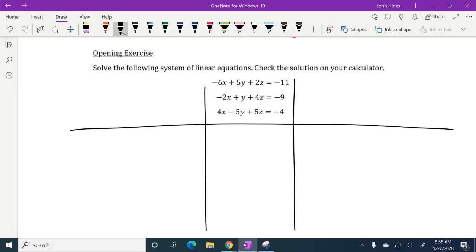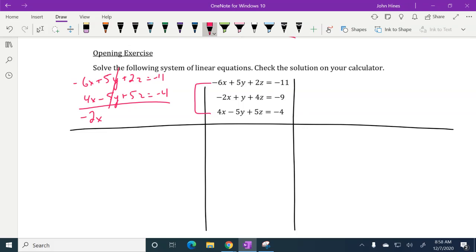So I need to look at these 3 equations and realize what variable is the easiest to eliminate. X doesn't seem too bad to eliminate, but Y seems even easier. If I combine the top and bottom, my Y's will automatically eliminate. So I get negative 2x, those make 0, plus 7z equals negative 15. So I got rid of y.